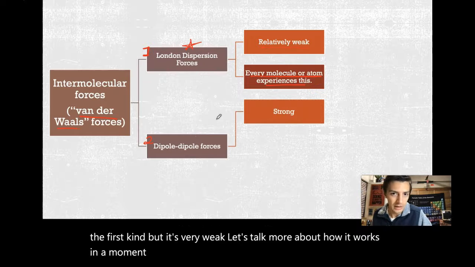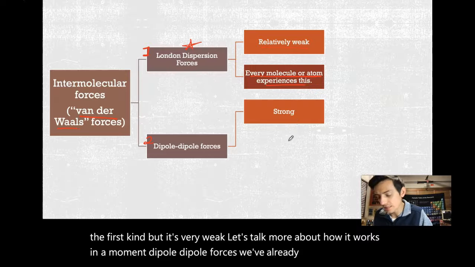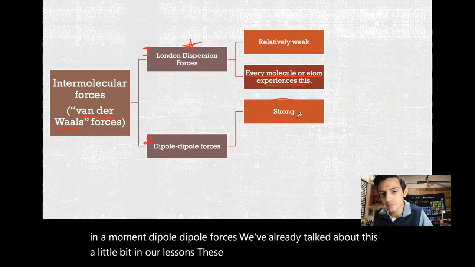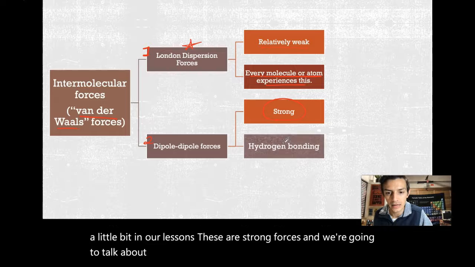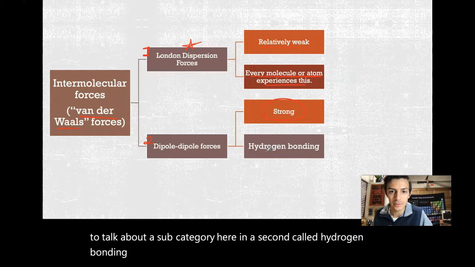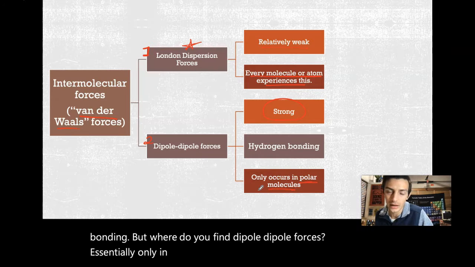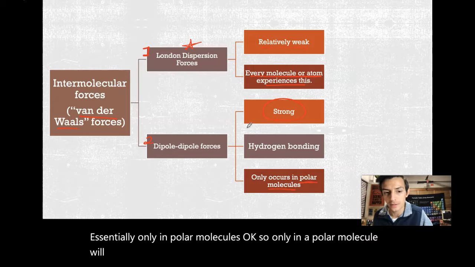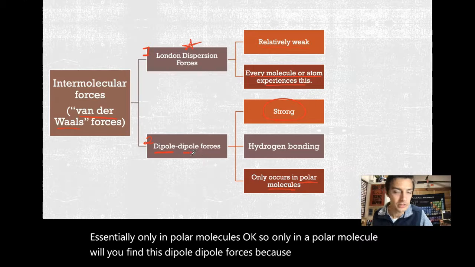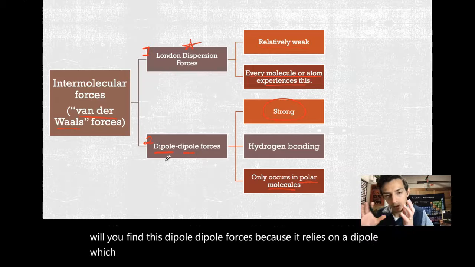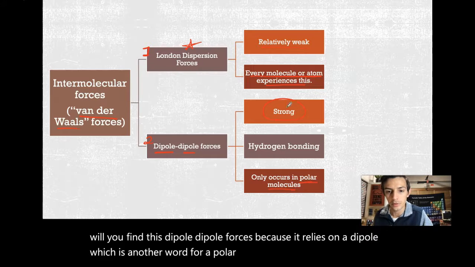I'll talk more about how it works in a moment. Dipole-dipole forces, we've already talked about this a little bit in our lessons. These are strong forces, and we're going to talk about a subcategory here in a second called hydrogen bonding. But where do you find dipole-dipole forces? Essentially only in polar molecules. Only in a polar molecule will you find dipole-dipole forces, because it relies on a dipole, which is another word for a polar molecule.